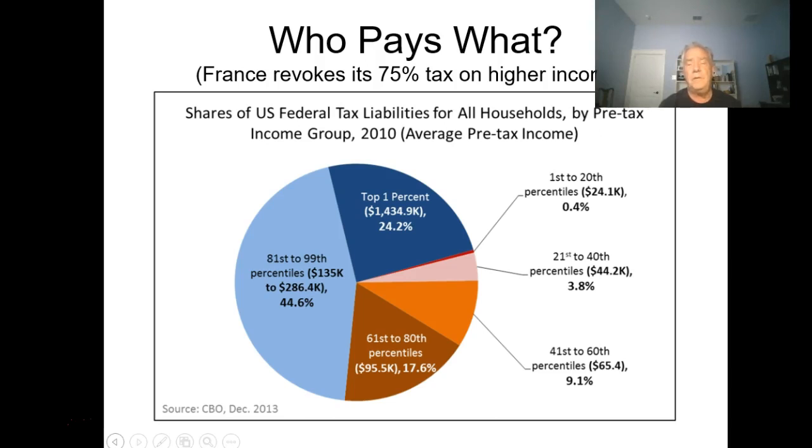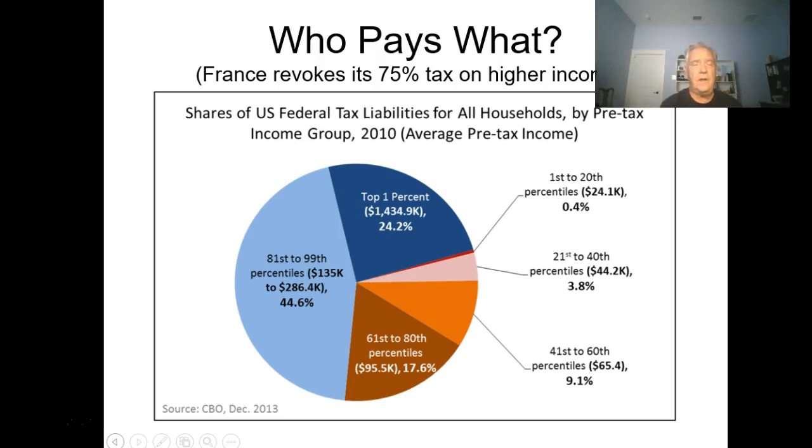They pay 3.8%. The next group is 41 to 60, and the average income there is $65,000, and that represents about 9% of the total money going to the federal government in the year 2010. Now you look at the 61st to the 80th, you understand what I mean by a percentile, the number of people in that grouping as a percentage. So 61 to 80%, $95,000, and they pay 17.6% of the taxes going to the federal government.